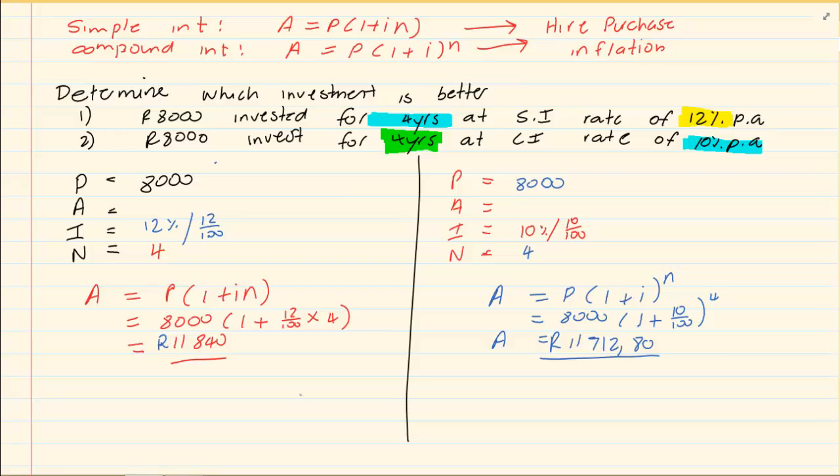So which investment would be better? The best investment would be the simple interest investment. Not all questions end up with simple interest. Sometimes you'll do it and you'll see that the compound interest is better, depending on the interest rate and for how long they are investing.